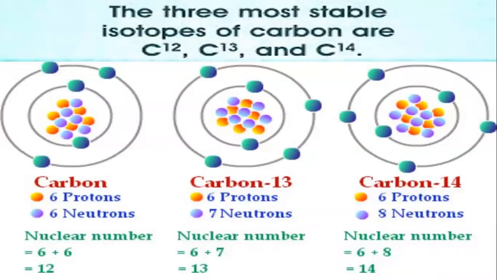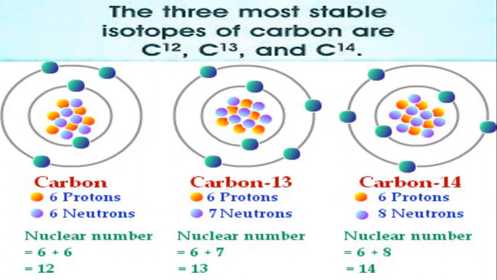All atoms of the same element have the same number of protons, but some may have different numbers of neutrons. For example, all carbon atoms have 6 protons, and most have 6 neutrons as well. But some carbon atoms have 7 or 8 neutrons instead of the usual 6. Atoms of the same element that differ in their numbers of neutrons are called isotopes.